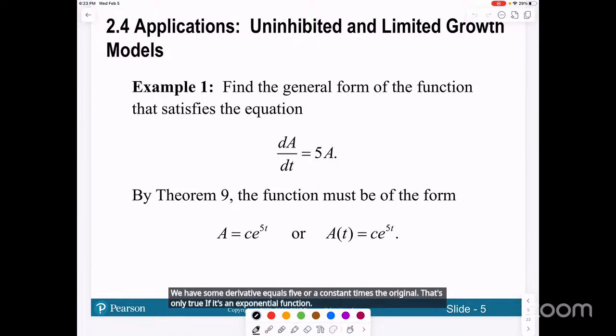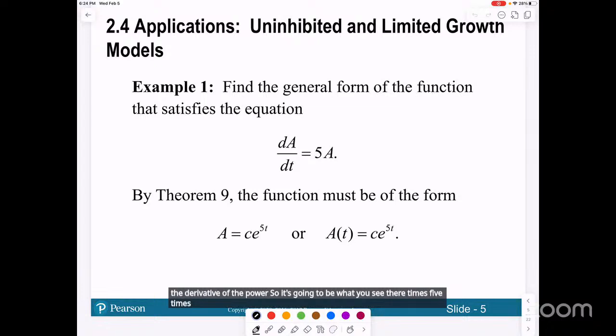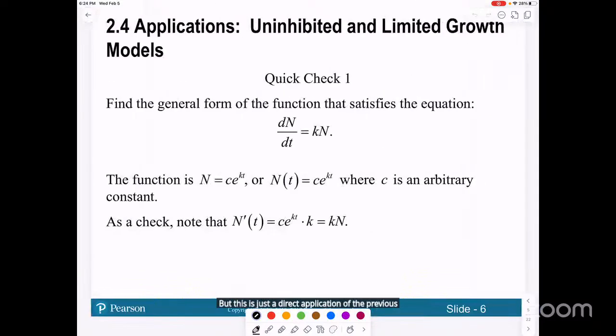Now, we could verify that this is the case, right? If we took the derivative, e would be itself times the derivative of the power. So it's going to be what you see there times 5, which is basically going to be 5a, right? The takeaway here is that this was a direct application of theorem 9. We'll be able to work backwards a little bit later, but this is just a direct application of the previous result. I'm going to let that one be for now.